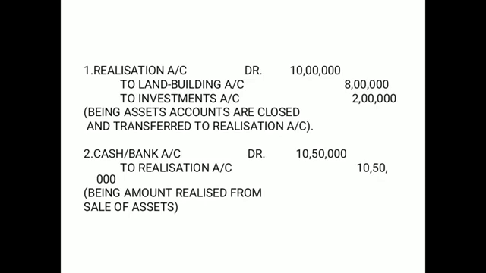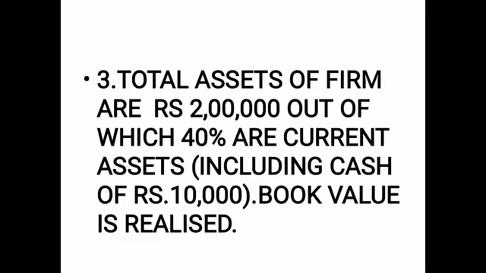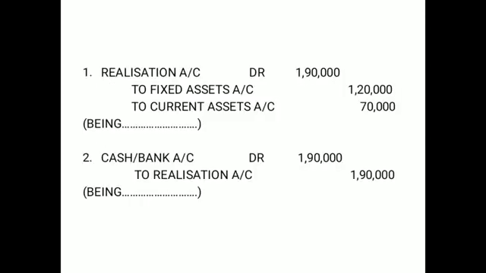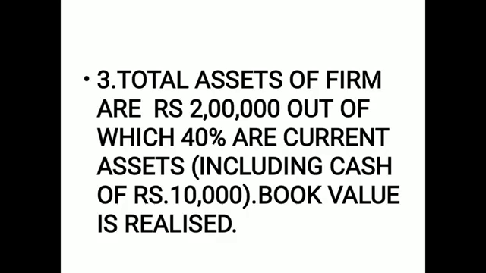Alright, let us see which is the next question. It says total assets of firm are rupees 2 lakh, out of which 40% are current assets, which includes cash of rupees 10,000, and they say book value is realized. Let us see. The first journal entry for closing down the assets account. You know this very well by now. Realization account debit to fixed assets account to current assets account. What is the value of fixed assets? Book value. Okay, let us understand here.